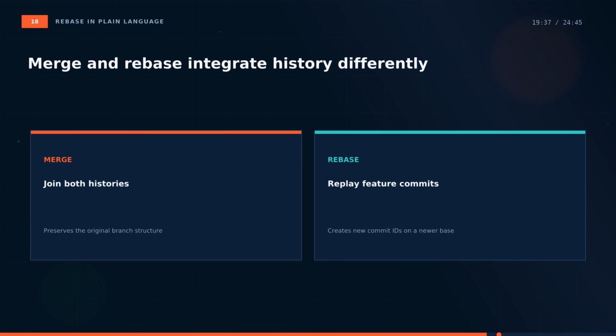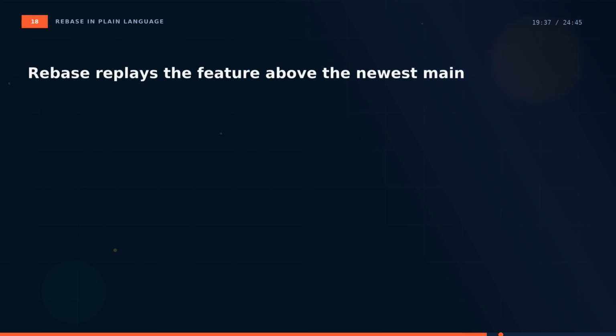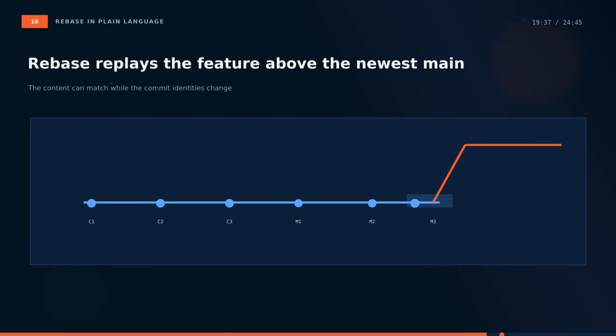Rebase creates new commits with new IDs, even when the final file content is equivalent. That is why rebasing private feature work can be convenient. But rebasing a shared branch can disrupt teammates who still depend on the old commit IDs. To update a private feature, switch to it, fetch origin, and run git rebase origin/main.